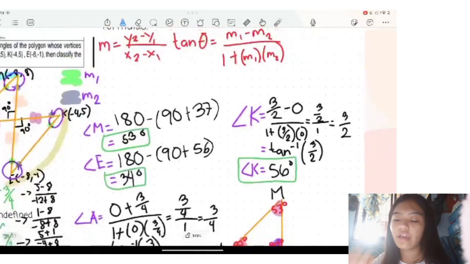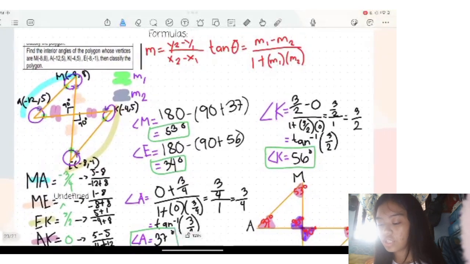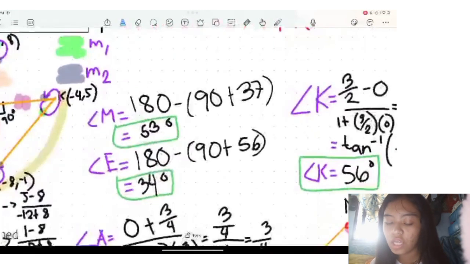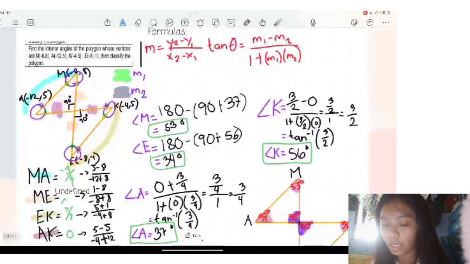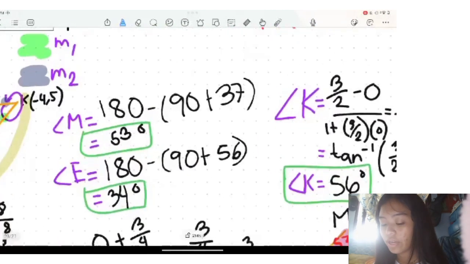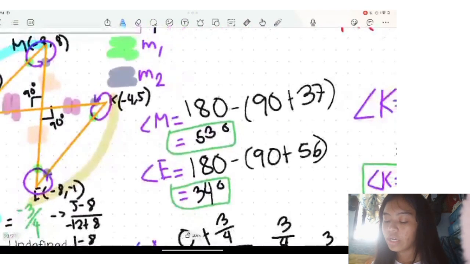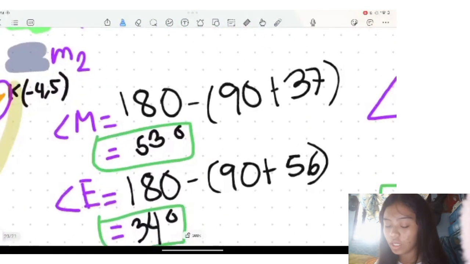So, as for the M, hindi ko na ginamit yung arc tan dahil minus ko na lang siya sa 180. Pinasama ko muna yung dalawang angles na nakuha na natin, yung 90 and 37. Then, minus ka sa 180. So, 180 minus 90 plus 37 is equal to 53.